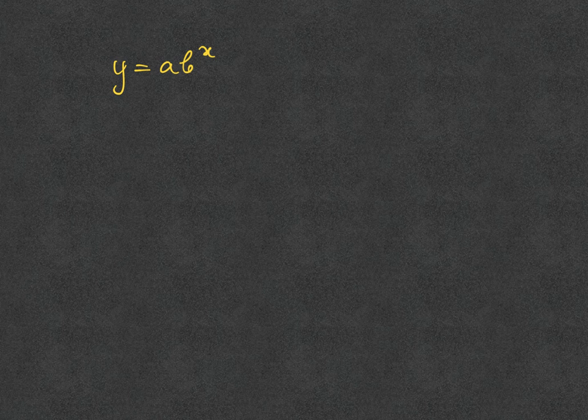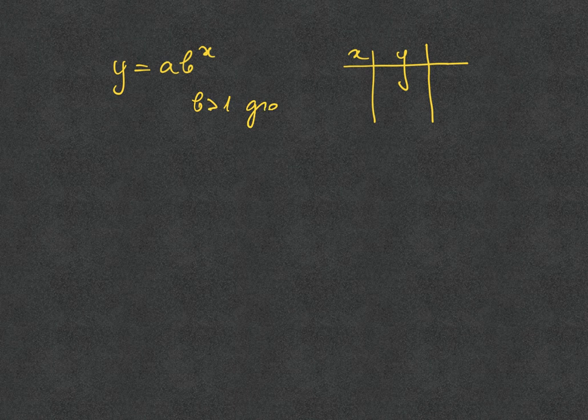Y equals AB to the power of X. So the idea is, remember that you are given a table, you are given X and Y values, but when you graph it, it looks very strange. So what do you graph so that you get a linear graph? That's exponential growth or decay depending on B. If B is bigger than 1, it is growth. If B is between 0 and 1, it is decay, as we saw from the graphs.